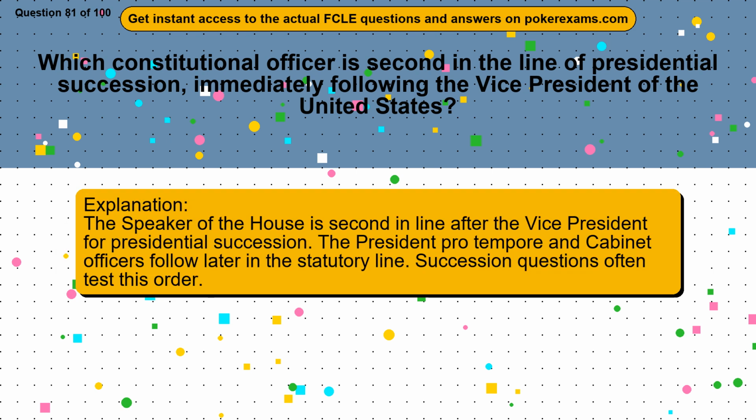The Speaker of the House is second in line after the Vice President for presidential succession. The President pro tempore and cabinet officers follow later in the statutory line. Succession questions often test this order.